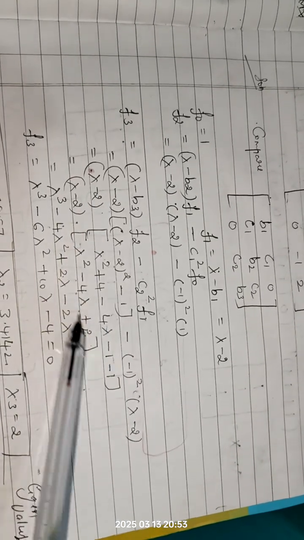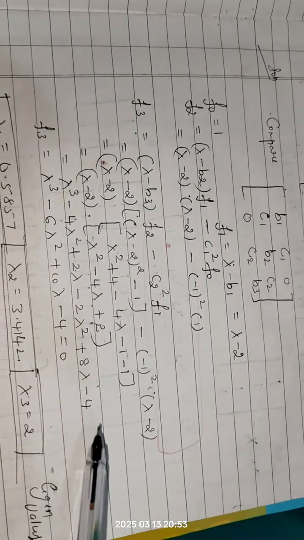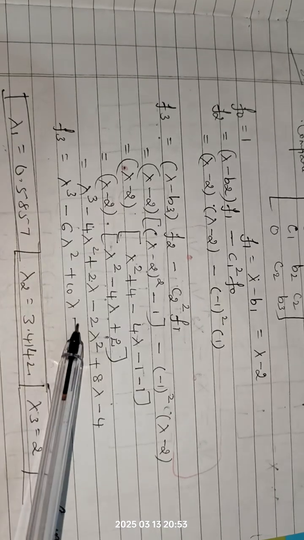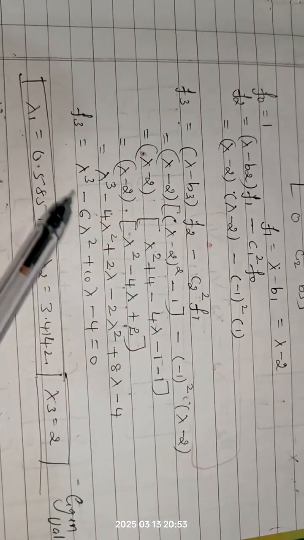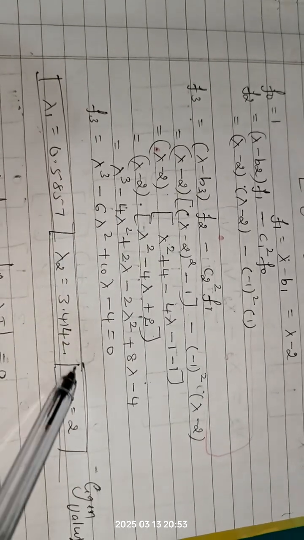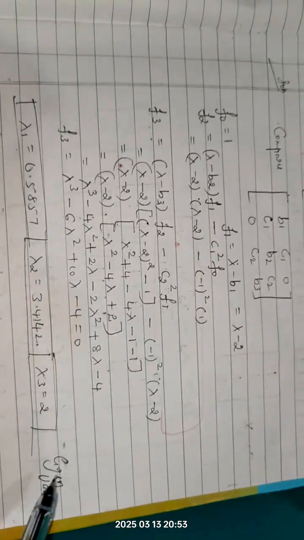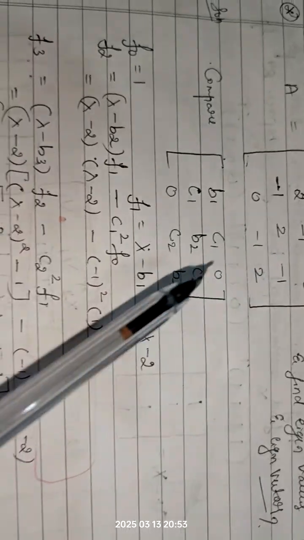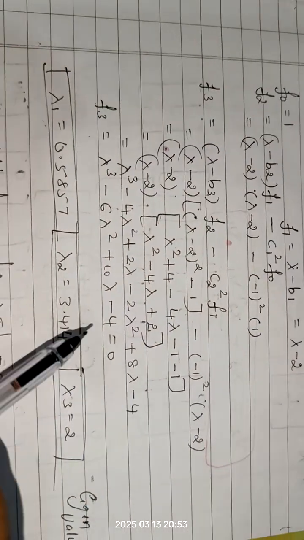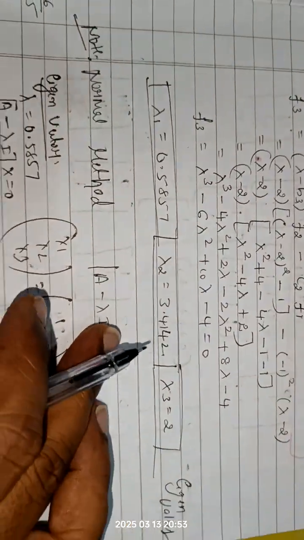If you solve this by separating lambda cube, lambda square and lambda, you are going to get f3 like this. Take the calculator and put in this equation format, and you will get these three values, lambda 1, lambda 2, lambda 3. These are the eigenvalues. If the matrix is directly given in tridiagonal form, it's very easy to calculate these lambda values, which are called the eigenvalues.